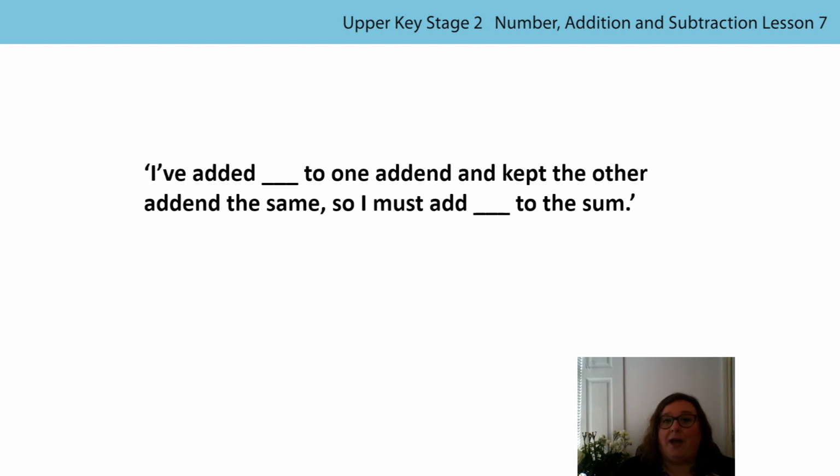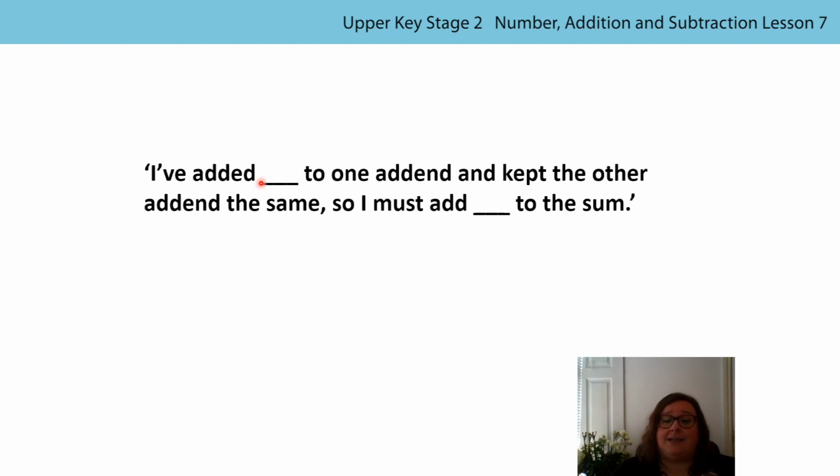Okay, we're going to say the stem sentence all together, so get ready, go. I've added to one addend and kept the other addend the same, so I must add to the sum. And what do you know about this part of our stem sentence and this part of our stem sentence? Yes, that's right. They're always going to have the same value.